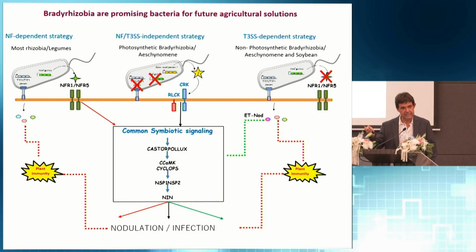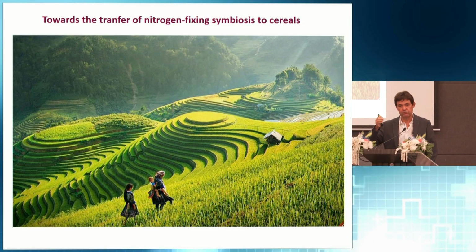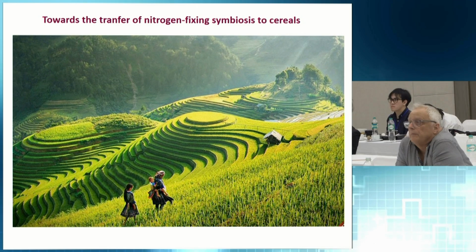So the diversity of ways the Bradyrhizobia are able to enter into symbiosis with legumes makes these bacteria very promising for future agricultural application. I think that a major challenge in the future will be to transfer this nitrogen-fixing symbiosis to cereals, which remain the main food for humans. And so we can hope that by exploring new symbiotic pathways that apparently are simpler, it could open new promising opportunities to transfer more easily this nitrogen-fixing symbiosis to cereals.